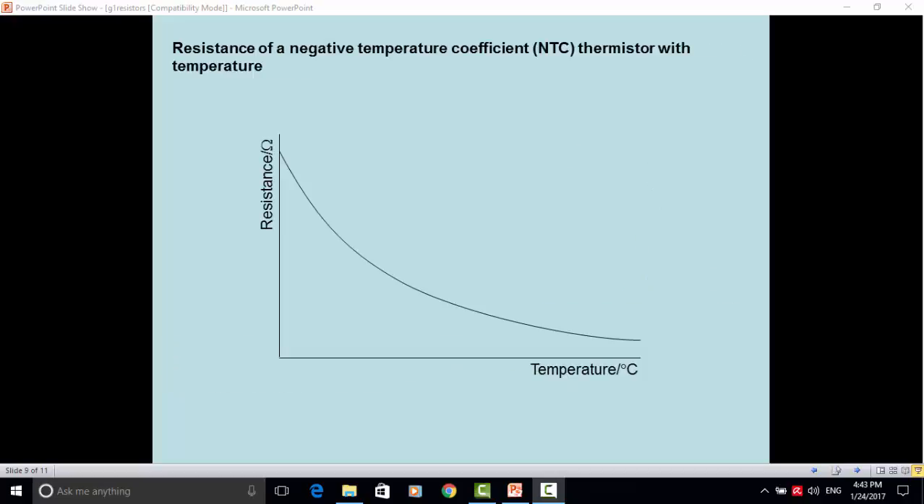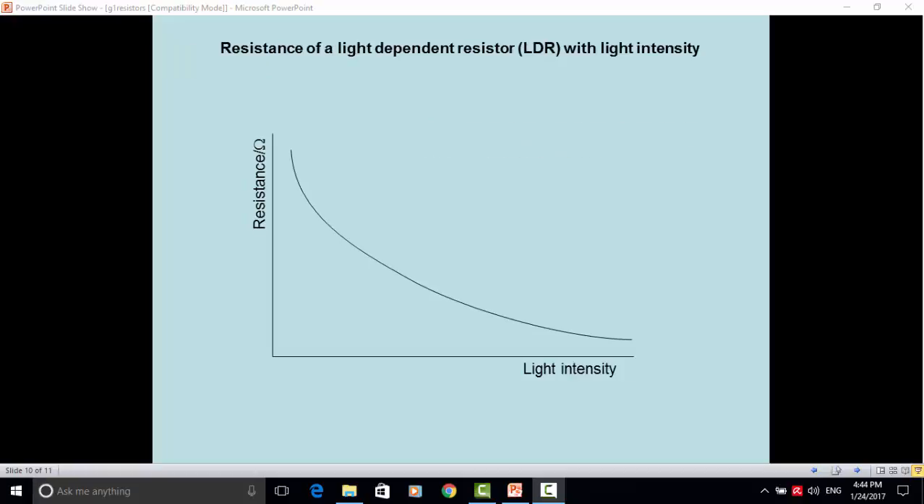Here we have a graph of resistance against temperature for a negative temperature coefficient thermistor. The temperature rise allows more electrons to be freed and carry the current. A light-dependent resistor gives a drop in resistance as light intensity increases, giving a graph something like this. The light energy in this case frees electrons, allowing them to carry the current.